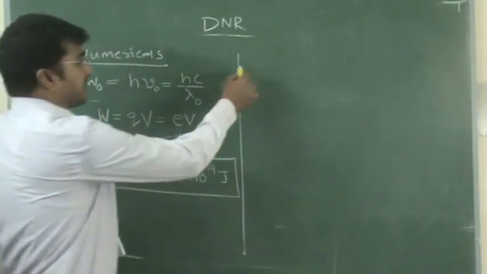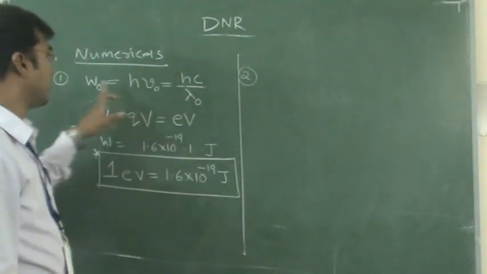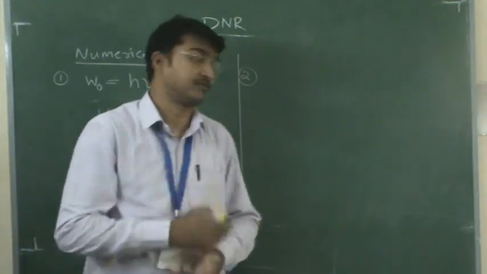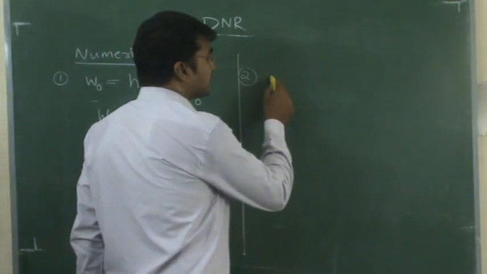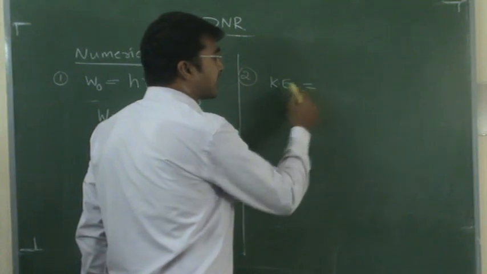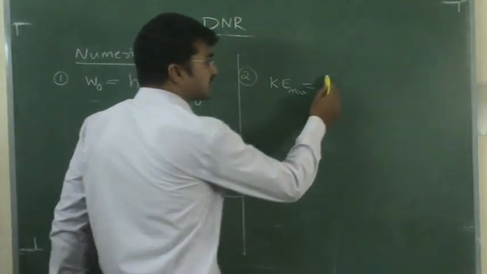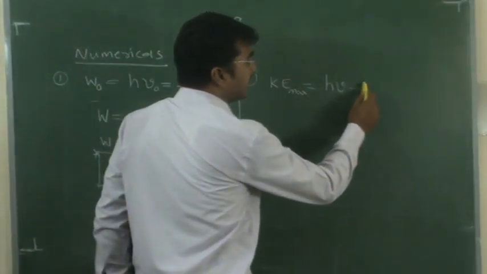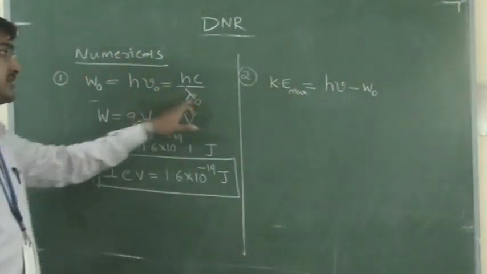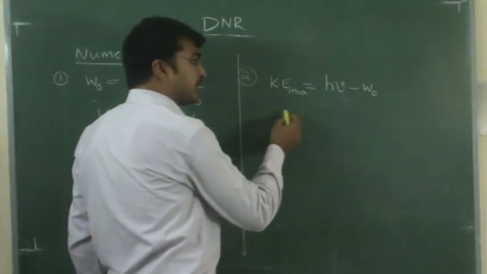Second, already three are covered: threshold frequency, threshold wavelength, work function. Now coming to the Einstein photoelectric effect equation. What does the Einstein photoelectric equation give? The maximum kinetic energy of the particles which are ejected from the metal surface in photoelectric emission is equal to incident energy h nu minus work function. Remember it. So work function you can replace with these also. And so kinetic energy.